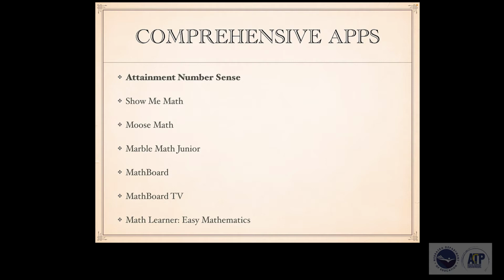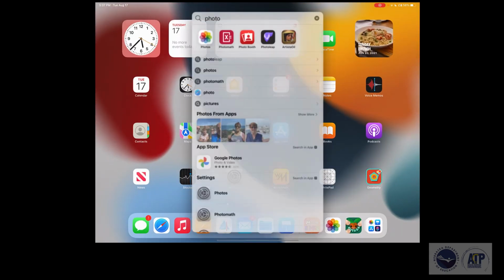And one of my favorite ones is Attainment Number Sense. The reason I like Attainment Number Sense is it gives me the ability to have a wide variety of activities, so I can vary those activities. But it also gives me a whole bunch of options to choose from, so I can really narrow down on the skills that I'm working with. So I'm going to open up Attainment Number Sense.